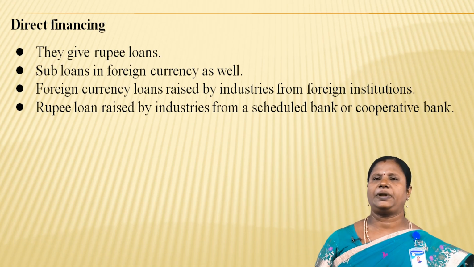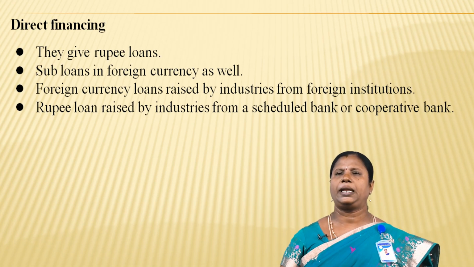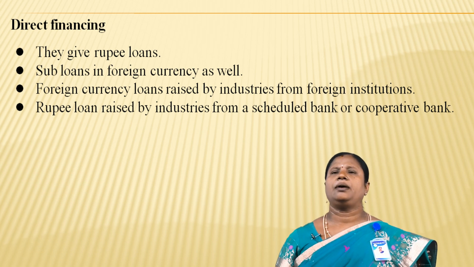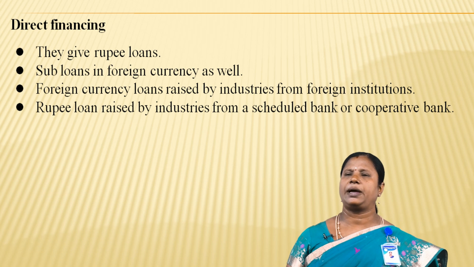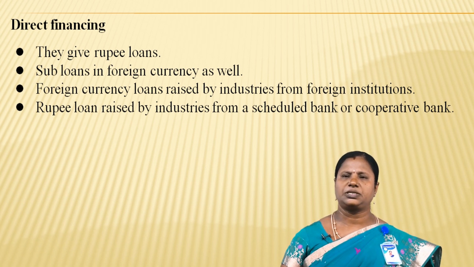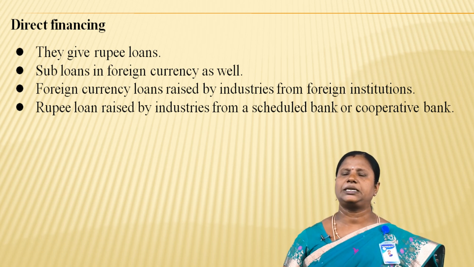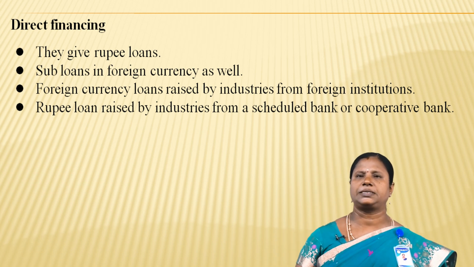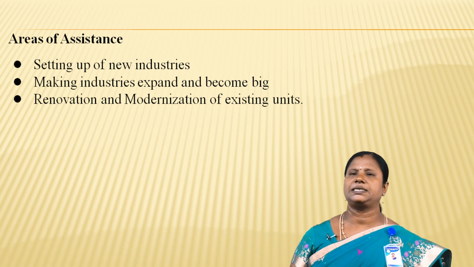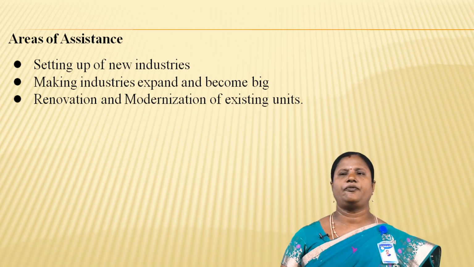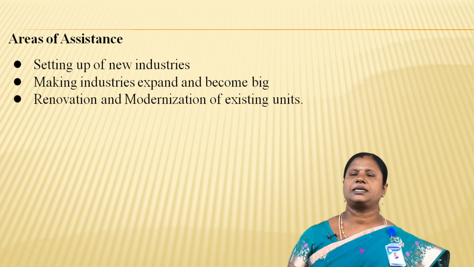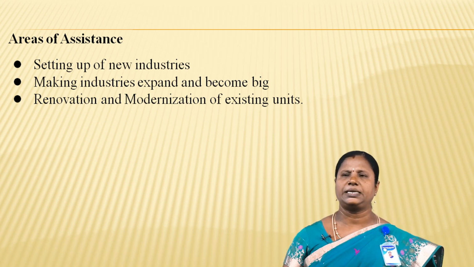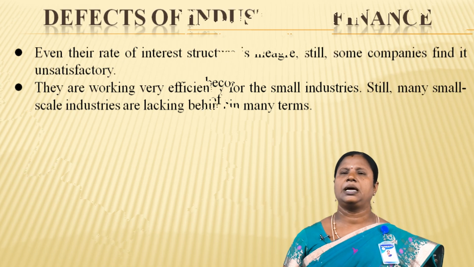Then direct financing. They give rupee loans and foreign currency loans. Foreign currency loans are raised by industries from foreign institutions. Rupee loans are raised by industries from scheduled banks or cooperative banks, etc. Areas of assistance: setting up of new industries, making industries expand and become big, renovation and modernization of existing units.